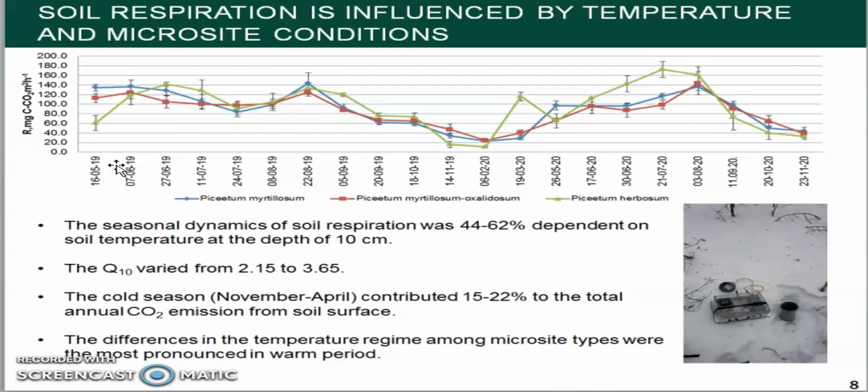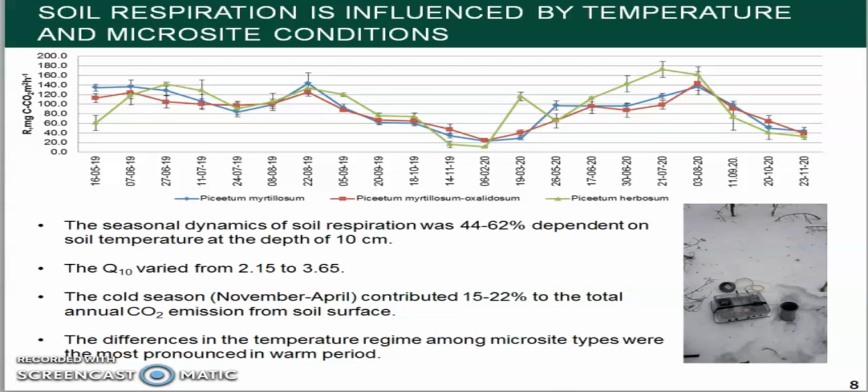During 2 years, we followed seasonal dynamics of CO2 fluxes from soil. Here, with the green line, we can see the CO2 fluxes from soil in the Picetum herbosum, blue color Picetum myrtillosum, and red color Picetum myrtillosum oxalidosum.